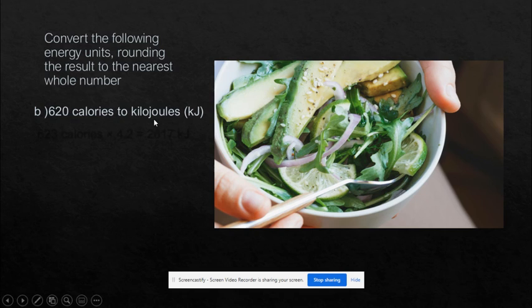620 calories to kilojoules. So in this case, you're going to multiply by 4.2, and they've said to the nearest whole number. So make sure that you always do it to the nearest whole number, and make sure your answer has got the right abbreviation next to it.